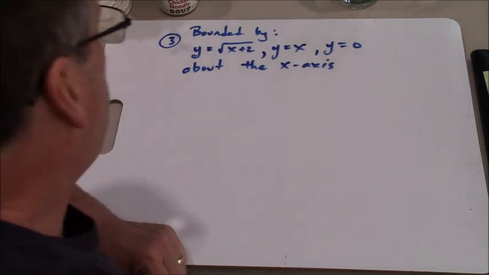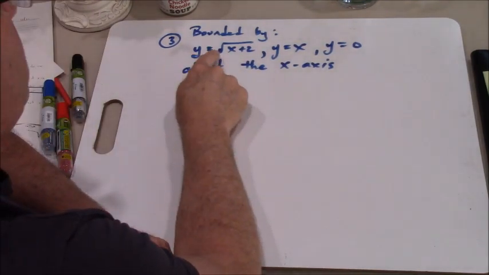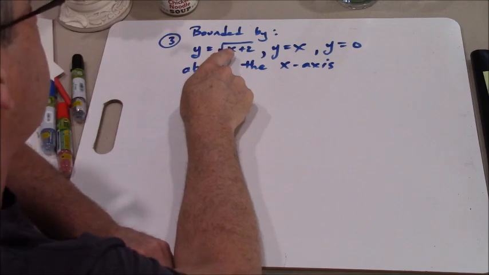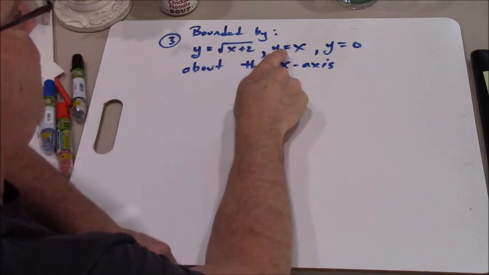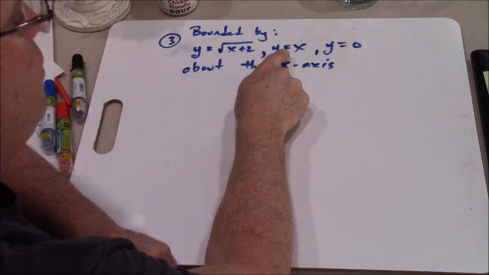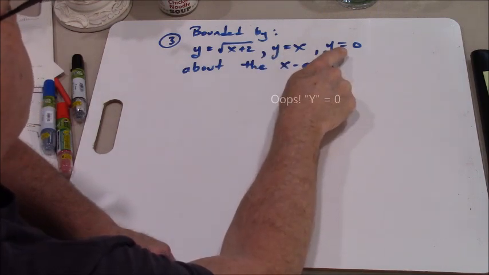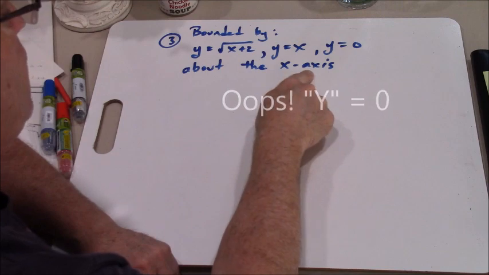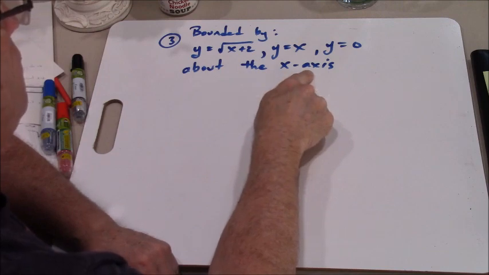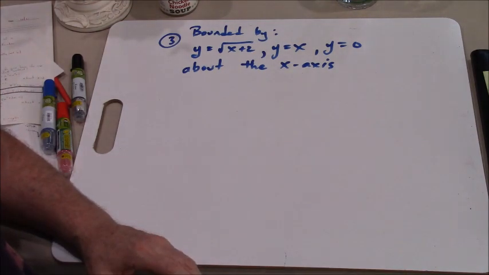All right, one last problem. This time we've got y equals the square root of x plus 2, the line y equals x, just a diagonal line through the origin, and x equals 0. That's what we're bounded by. I'm going to rotate that about the x-axis. All right, so you guys try and just get yourself a picture first.